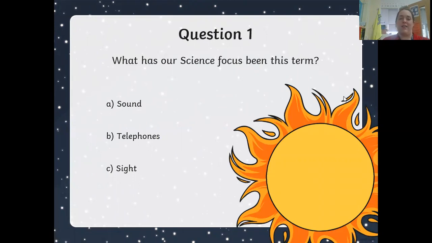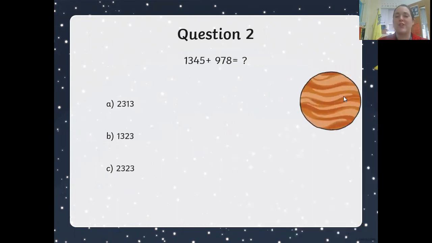Question 1. Are you ready? What has our science focus been this term? Is it A, sound, B, telephones, or C, sight? The answer was A, sound. Question 2.